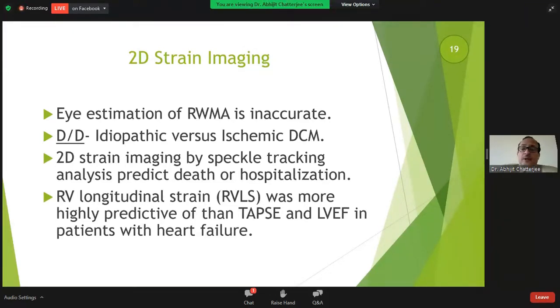Now, this has been applied also to the right ventricular longitudinal strain, and that was found to be more highly predictive than TAPSE and right ventricular ejection fraction in patients with heart failure.